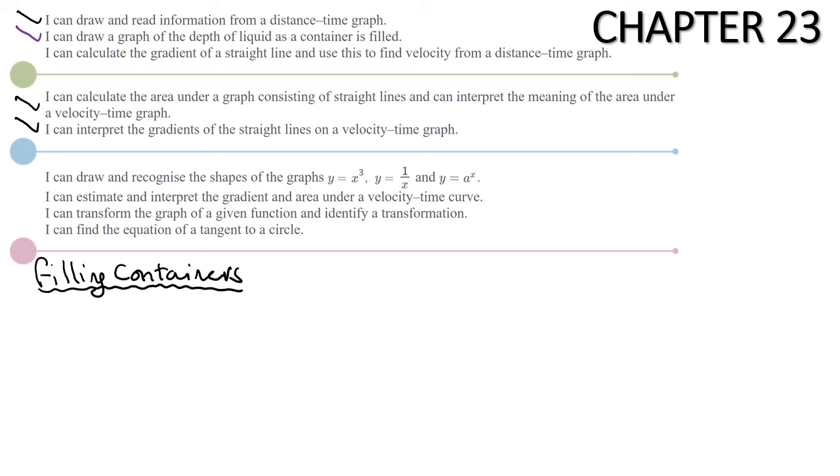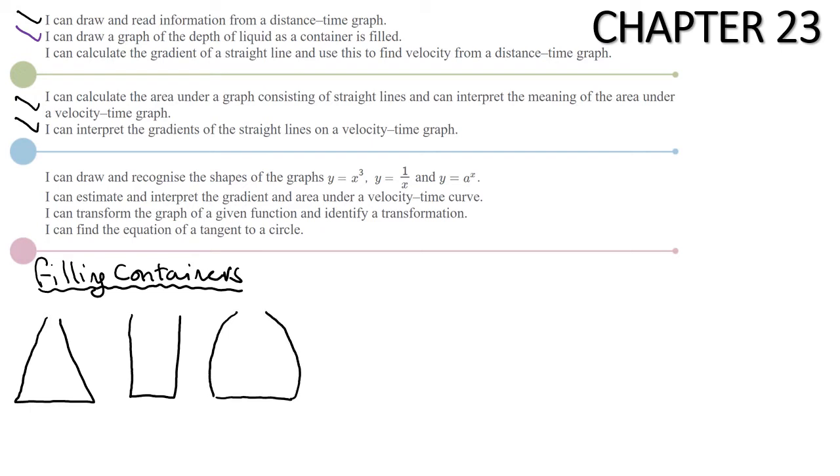So it may be a container that looks like this, that's wide at the bottom, becomes narrow at the top. It may be a container that just goes straight up like that as we fill it. It may be a rounded one like this. All different shapes of container. It may be one that changes from one shape to another like this. And we need to be able to draw the filling graphs. What does the height look like as it's being filled?